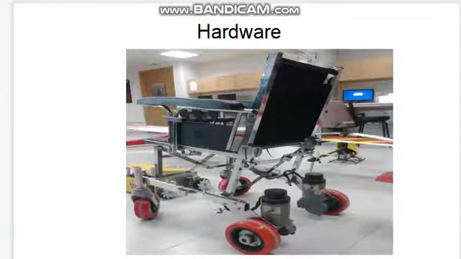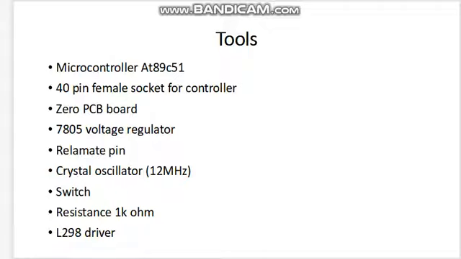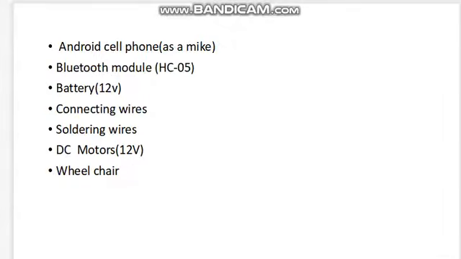This is the hardware diagram you can see. In the next slide, the components that we use in the circuit and hardware are listed below. Firstly, microcontroller 89C51, 40-pin female socket for the controller, zero PCB board, 7805 voltage regulator, relimate pin, crystal oscillator 12 MHz, switch, resistance 1 kilo ohm, L298 motor driver, Android cell phone as a mic. We will use Bluetooth module HC05, 12 volt battery, connecting wires, soldering wires, DC motors 12 volt, and the wheelchair.